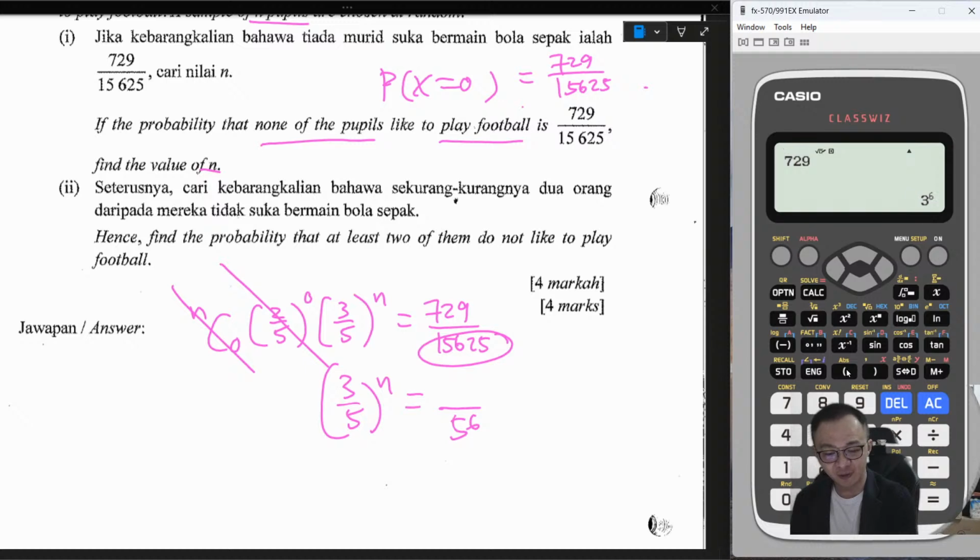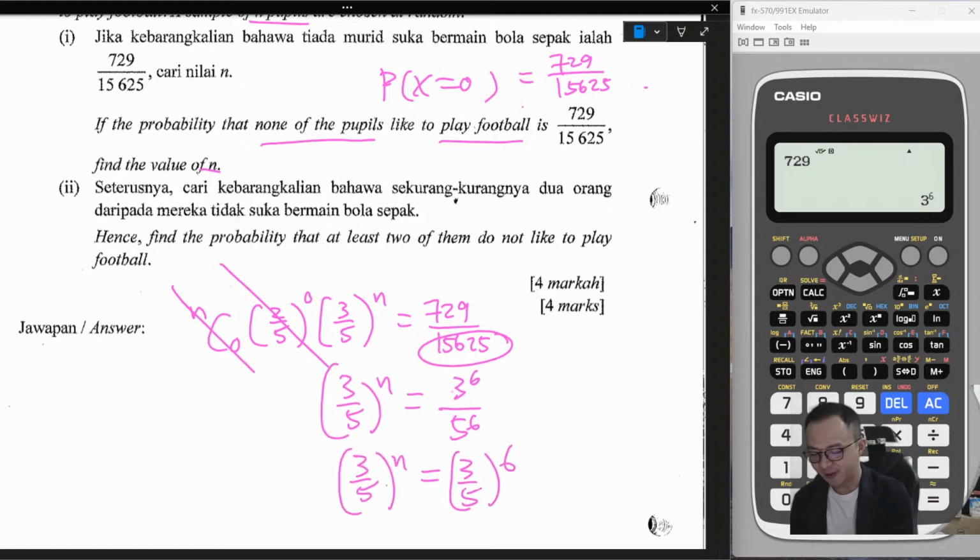The calculator can tell you, do you see? 3 to the power of 6 here. So 3 over 5 to the power of n equals 3 over 5 to the power of 6. Then n equals 6. Okay, this is method number 1.